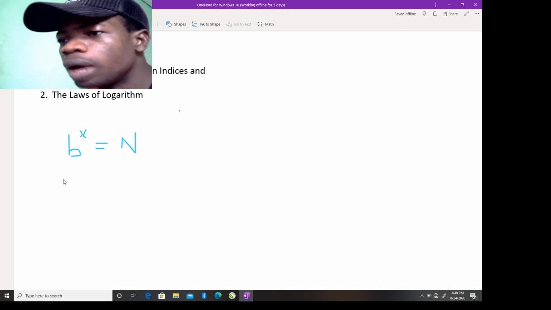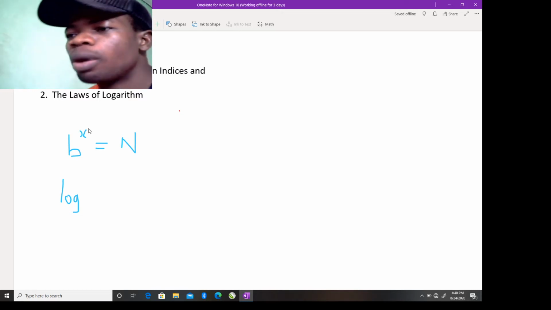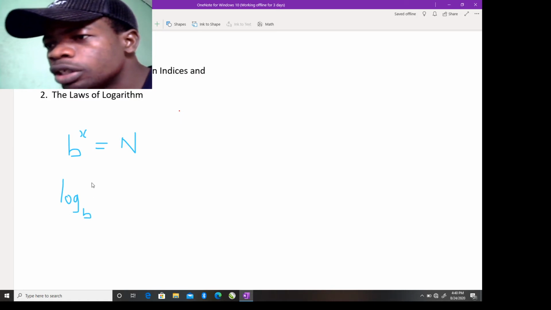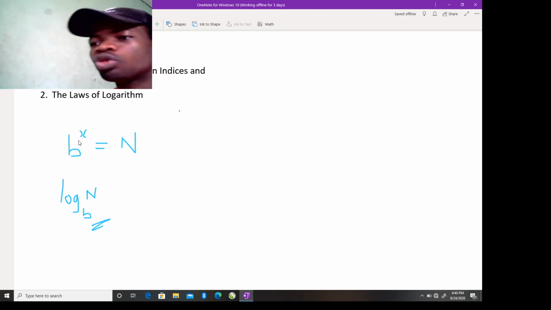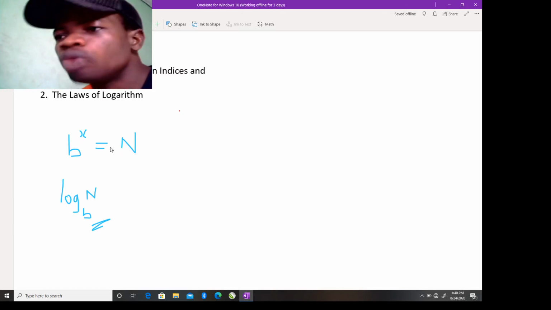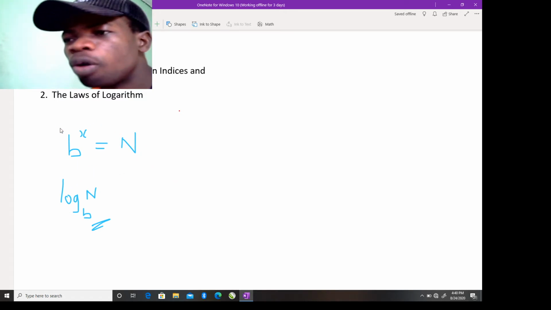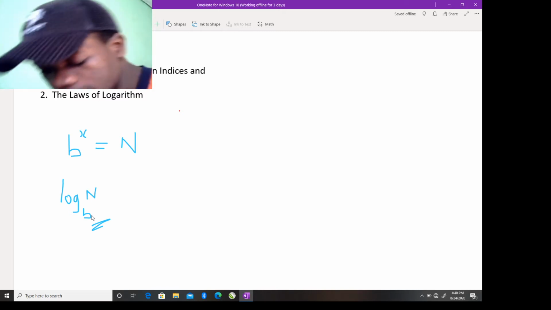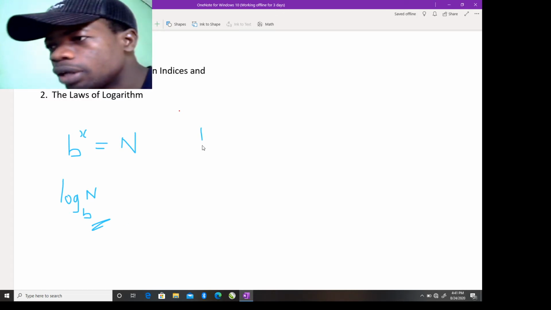What do you have? I'm going to be having log. This one that is the base, and this is the power will still form base. So you put this here, that will be base b, then log of n. So this is a relationship between indices and logarithm. You have b raised to power x equal to n. If you are to write this in logarithm form, you're going to be having log n base b.